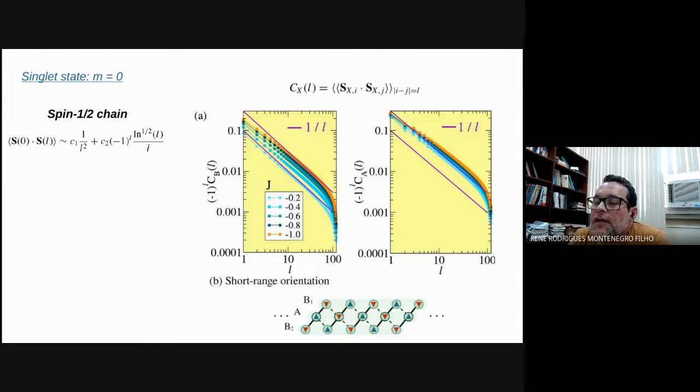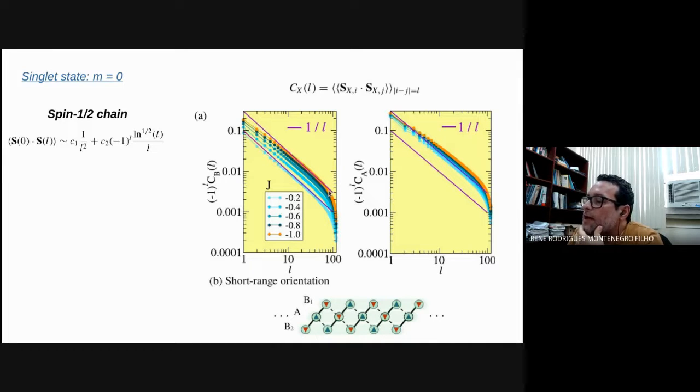Now we go to the excitations from the singlet state. To talk about it, we first analyze the correlations between the lattice spins, the spins in the chain. We show here the correlation function along the B1 sides and along the A sides. We see here that we have an alternating pattern. Notice the -1 factor here.